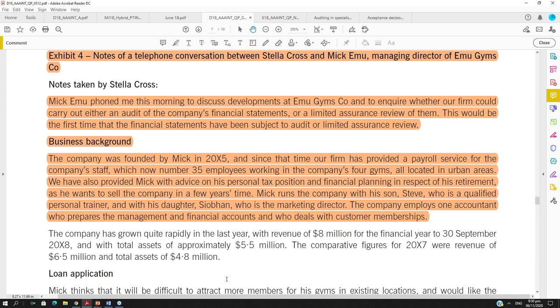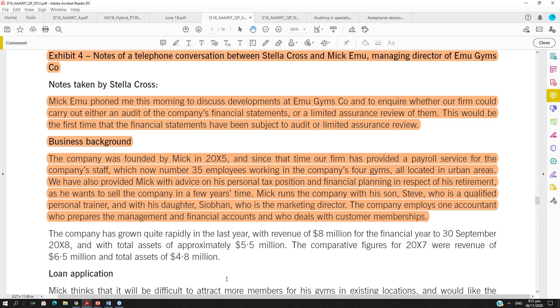Okay, moving on. Mick runs the company with his son Steve, who is a qualified personal trainer, and the daughter, who is a marketing director. The company employs one accountant who prepares the management and financial accounts and deals with the customer membership. I think this one accountant has a lot of pressure working under the owner Mick, his son Steve, and his daughter as well. Do you believe this accountant will be under a lot of intimidation threat, under a lot of pressure to window dress a financial statement as the owner wants it to be?